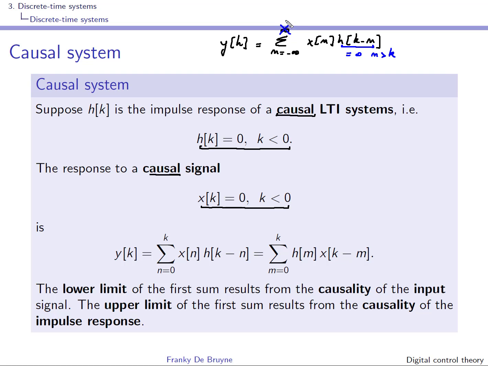So you can replace infinity with k over here, and if the input signal is causal, this means that x of n will be 0 for n negative. So in the sum here you can start the summation at 0. This is how you obtain the result over here, and you can use the same kind of argument for this equality over here.